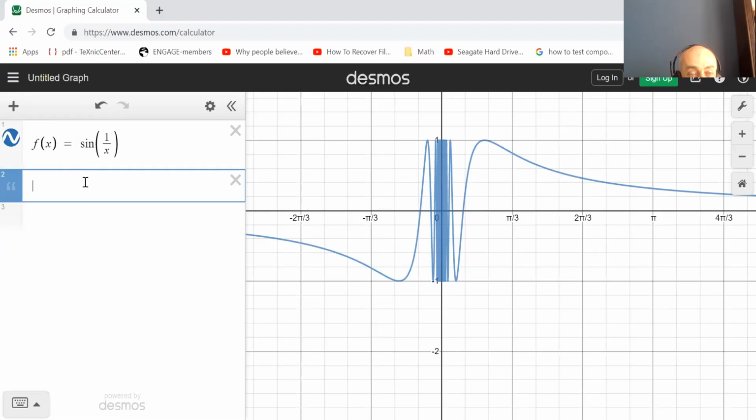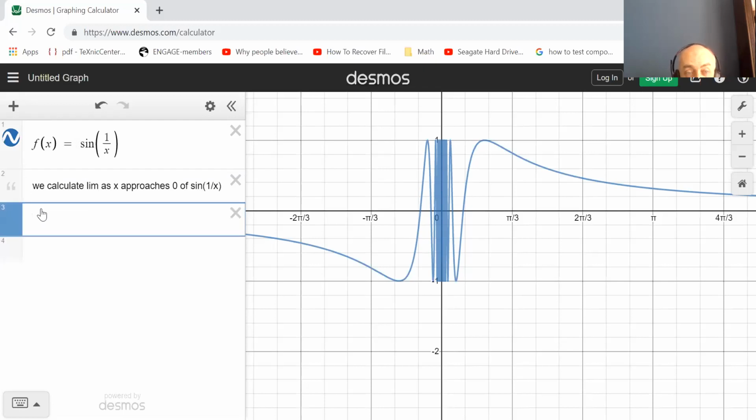So I'm going to do a note. So we calculate here the limit as x approaches 0 of sine of 1 over x. All right. And let's proceed with the table. So let's get our useful table and let's see what happens with this limit. Again, we wipe out the x and we wipe out the y here. And we write t and f of t over here. And let's give values to x.